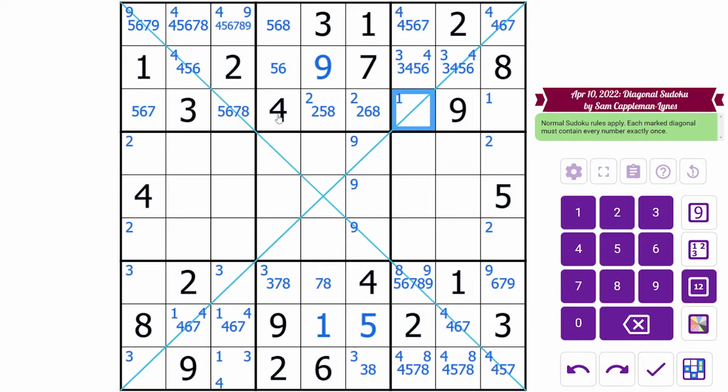Two, 3, 4, 9. That's all, and 8. So this could be the 1, the 5, 6, 7. And here we've got the 1, sees 2, sees 3, sees 4, 5, 6, 7. 1, 6, 7 there. Okay.